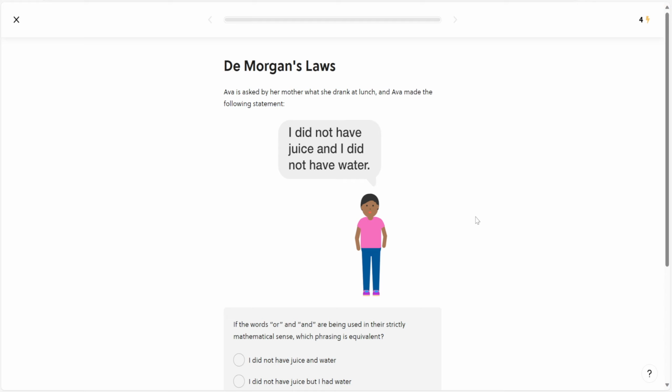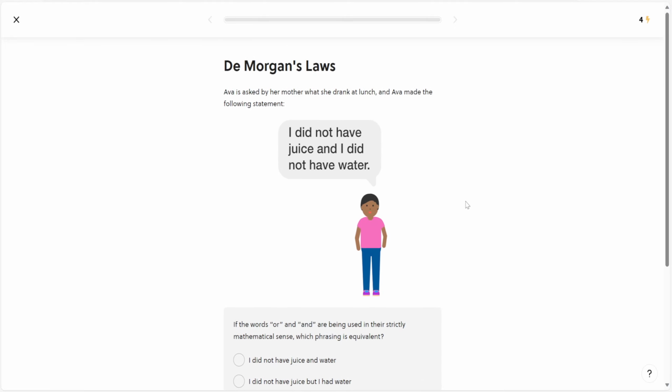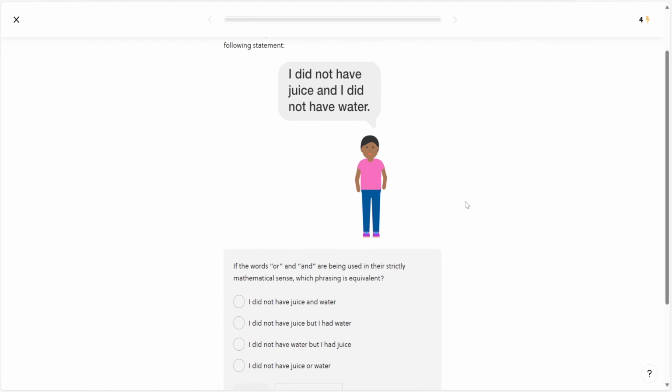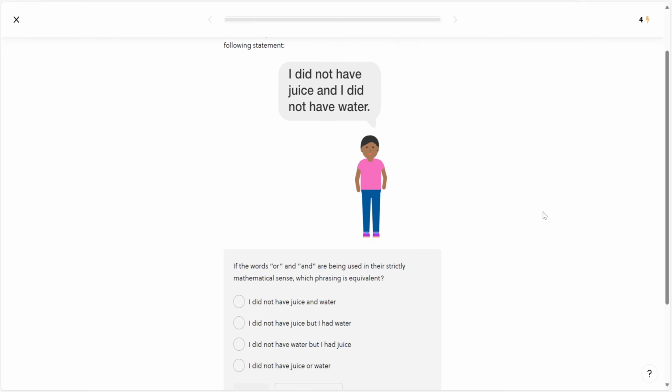Right, De Morgan's law. Ava is asked by her mother what she drank at lunch, and Ava made the following statement: I did not have juice, and I did not have water. Oh, here we go again. This is bringing back memories of a previous logic puzzle. I was arguing during that one with the answer, so I'm guessing this De Morgan's law is probably going to explain why I was arguing.